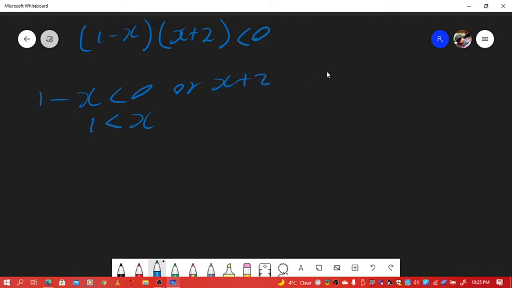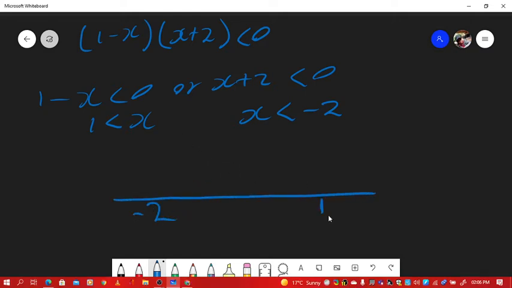So x is less than negative 2. How can x be less than negative 2 and greater than 1? If we were to draw, for example, a graph or a number line, we are going to have our negative 2 here.